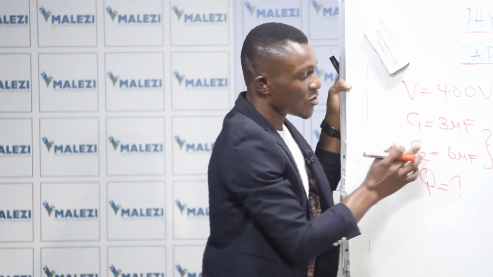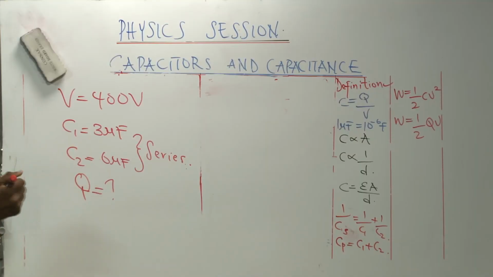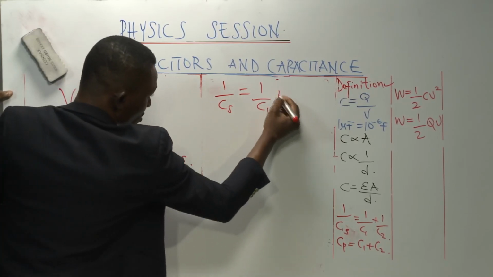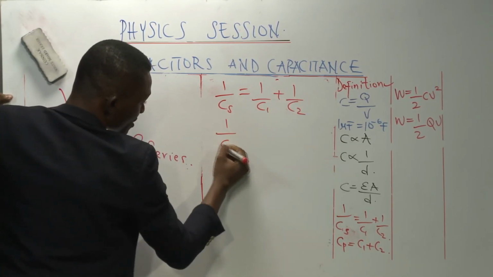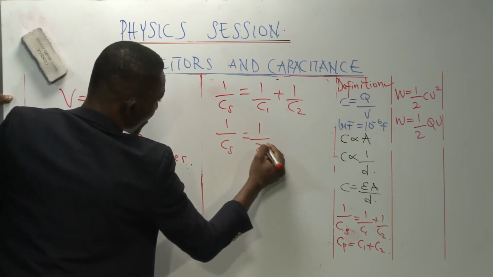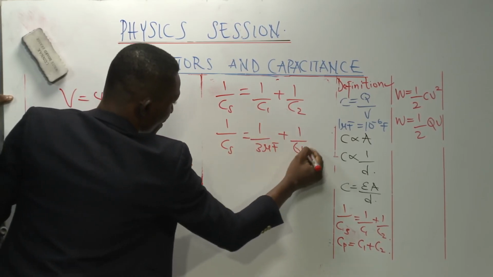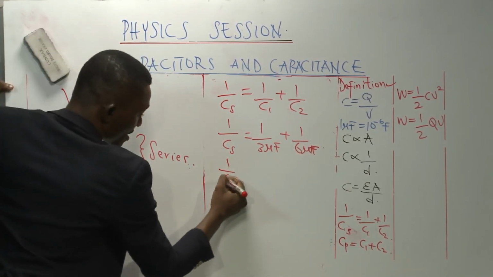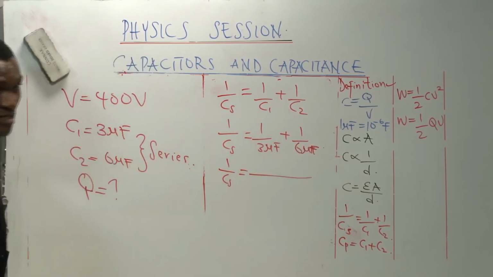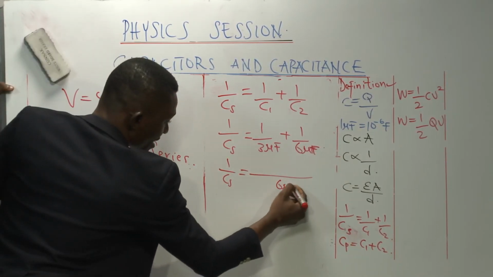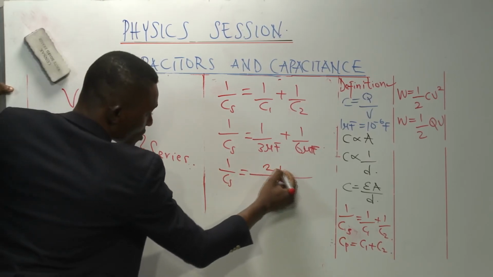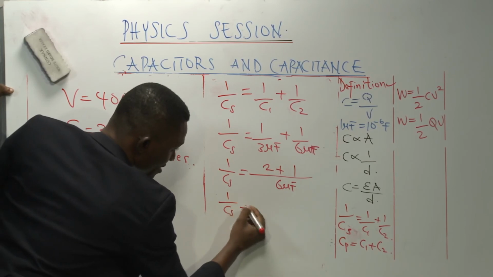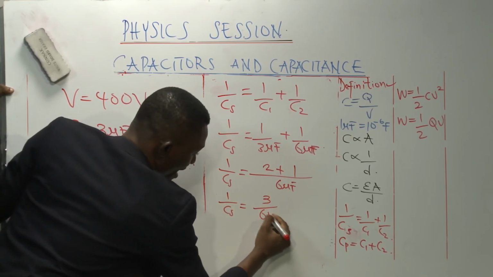So 400 volts, we have 3 microfarad, 6 microfarad. Let's add them up together. Capacitors in series: 1 over Cs is equal to 1 over 3 microfarad plus 1 over 6 microfarad. From there we have 1 over Cs is equal to, LCM of 3 and 6 is 6 microfarad, don't forget that. So 6 in 3 is 2, plus 6 in 6 is 1, times 1. We have 3 over 6 microfarad.